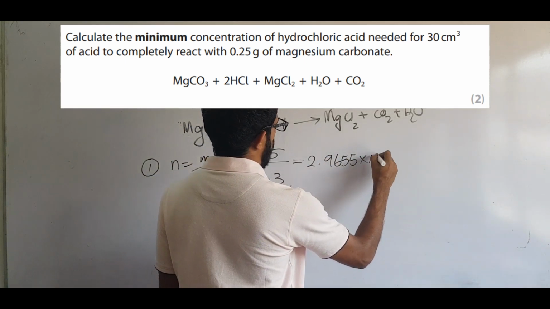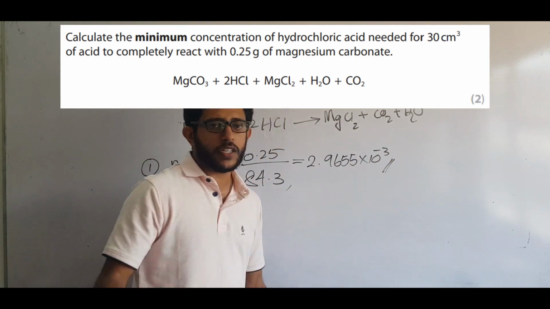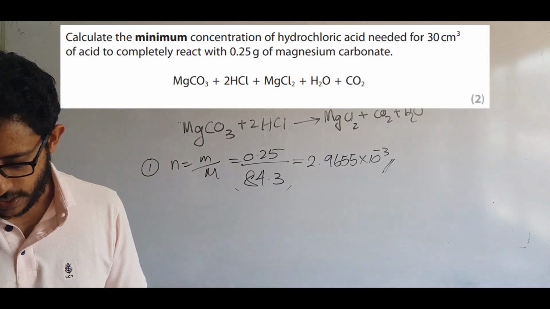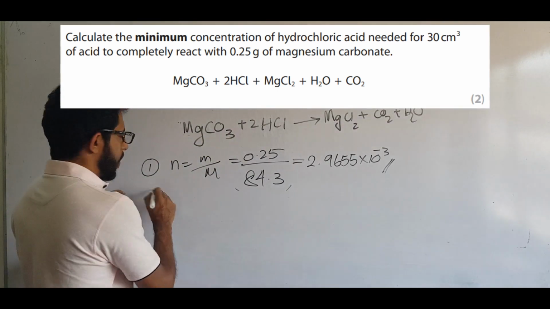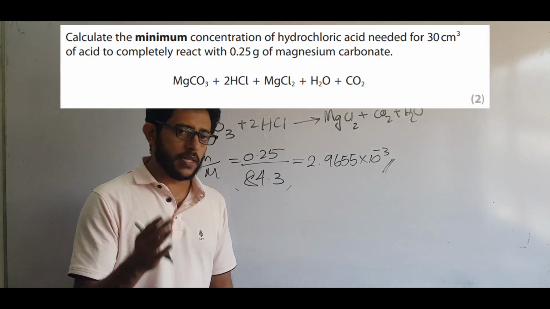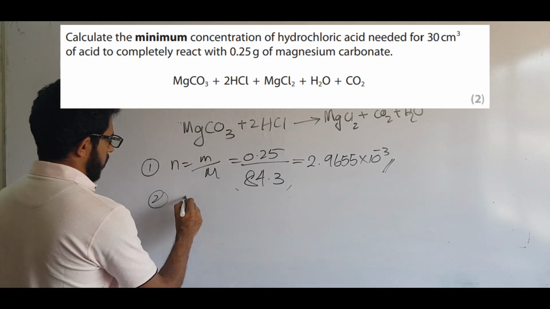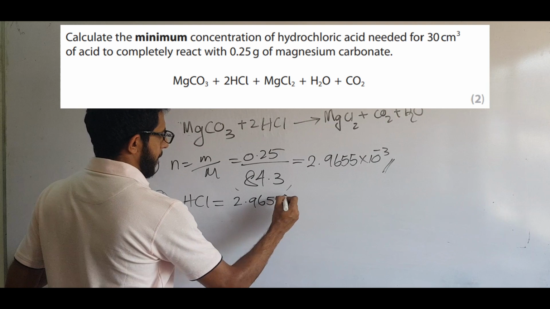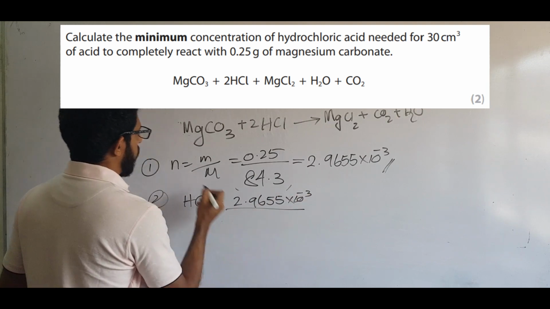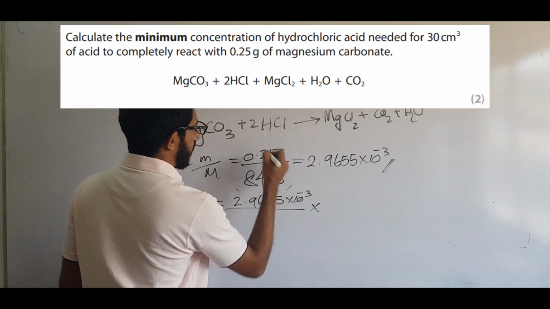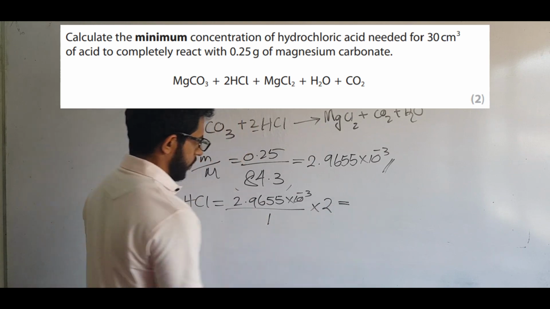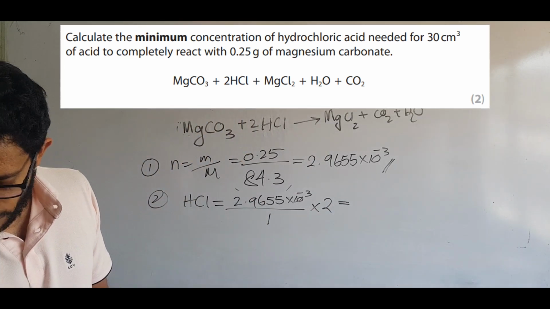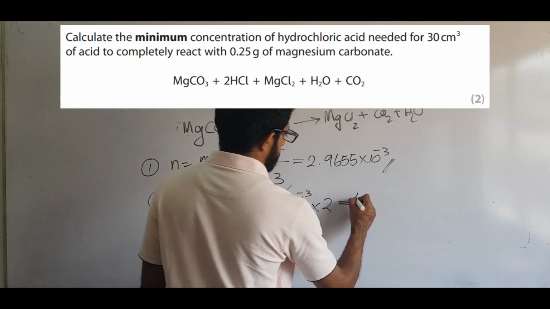2.9655 × 10^-3. Always keep the original answer in the calculator. Don't round it off at the beginning. Just keep the original answer. That is the first step. Second step. What is the second step? Use the molar ratio. HCl we want. So HCl equals this known value, divided by the known ratio, which is 1, multiplied by the required ratio, which is 2. So if you multiply this by 2, 5.93 × 10^-3.